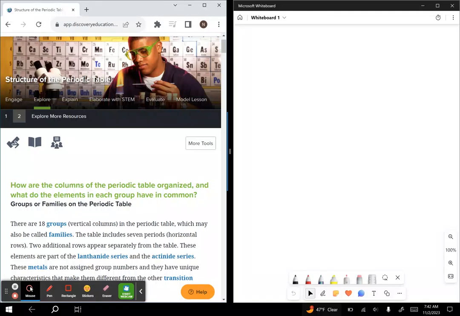All right, good morning. Let's go ahead and start with Explorer number 2 of the structure of the periodic table. We'll start with our lines. And I'm writing this on Thursday, November 2nd. Okay, and we'll leave a good amount of space here.